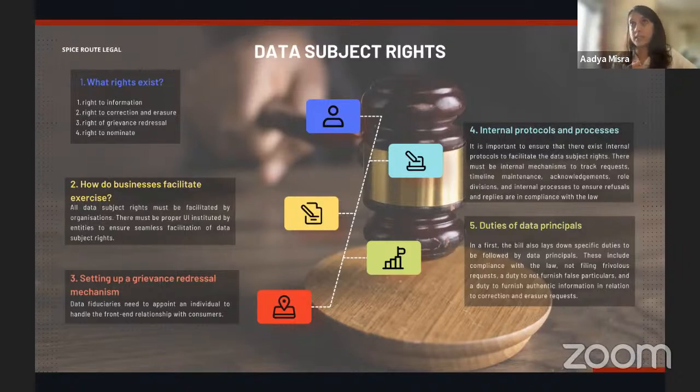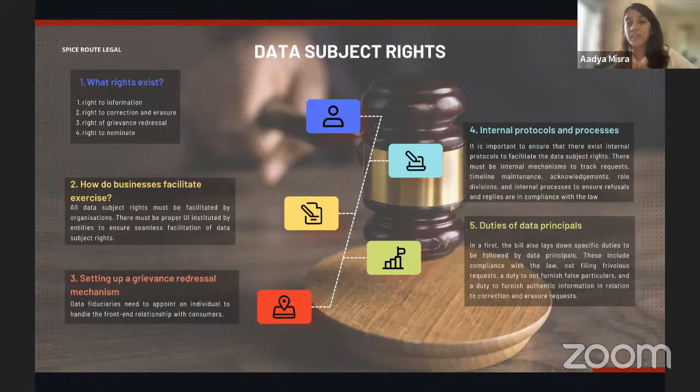You have the ability to seek the correction and erasure of your personal data when businesses have no reason to hold on to it. As an individual, you have the right to grievance redressal, or having your grievances addressed in an effective manner by the business that is collecting your data. And very interestingly, you have the right to nominate a legal heir or successor who can exercise your rights in the event of your death or incapacity, which is unusual, interesting. Don't see a major problem with that yet.